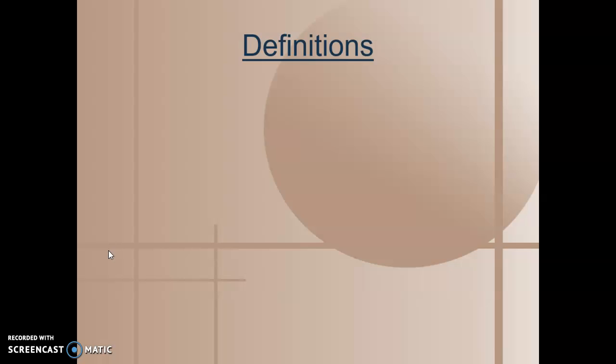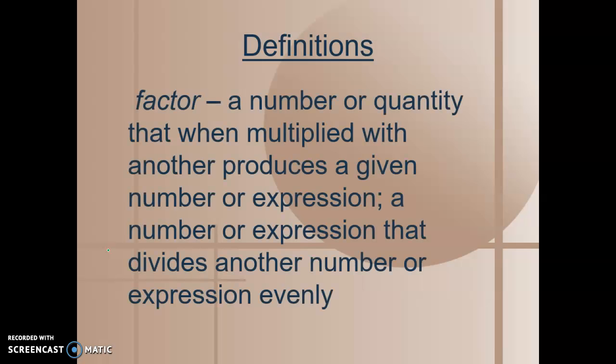All right, let's start off by taking a look at some definitions. Hopefully these are things that you've heard before, but maybe it's been a while, so I want to make sure that these are fresh in your mind. Our first definition is a factor, and the lengthy definition of a factor is this. It is a number or quantity that when multiplied with another produces a given number or expression. It can also be defined as a number or expression that divides another number or expression evenly.